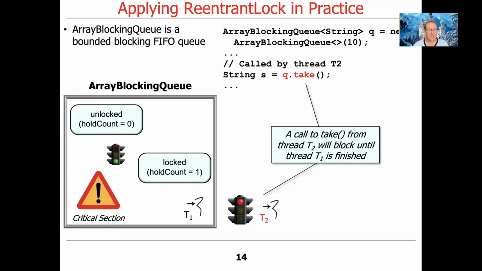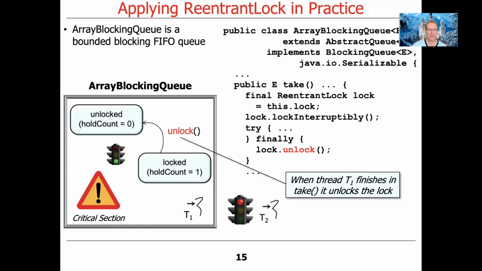For sake of argument, let's now say another thread comes along, thread T2, and it also tries to take something out of the array blocking queue. And what will happen in this case is because we already have thread T1 owning the lock, thread T2 is going to have to block until thread T1 is finished doing its thing in the critical section of take. So this will basically park itself to run later.